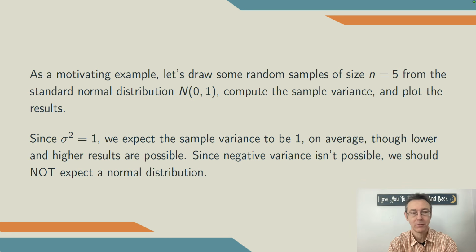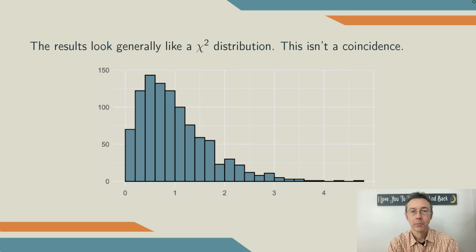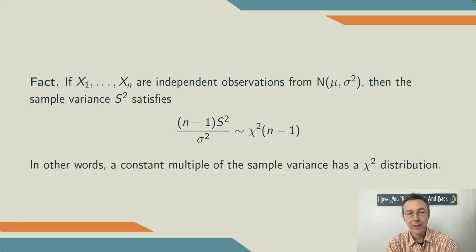So here's some R code that takes samples of size 5, 1,000 times, from that standard normal. It calculates the sample variance each time and saves it in a vector called V. Here's a plot of the results. And you can see this histogram looks a lot like a chi-squared distribution. That's not a coincidence. Here's the fact that encapsulates that observation.